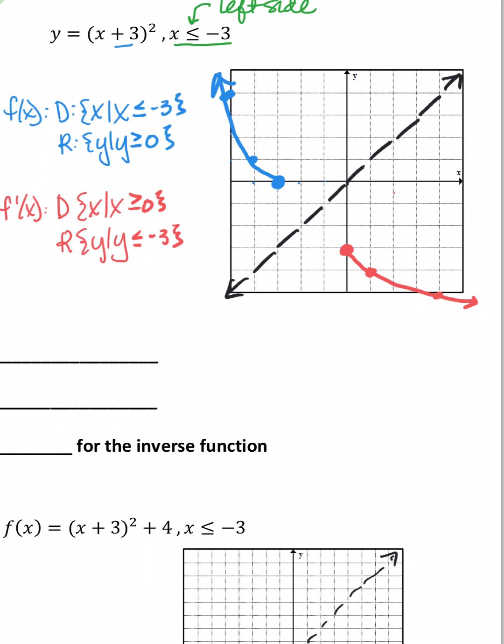Now before I get off this graph, I want to label correctly. So this one's the f of x, and this is the inverse. I want to make sure I have my correct labels on there.